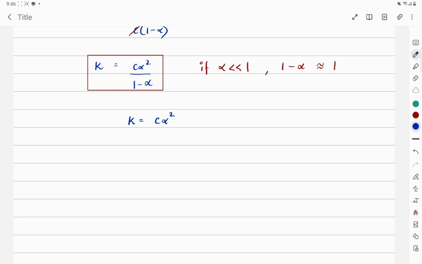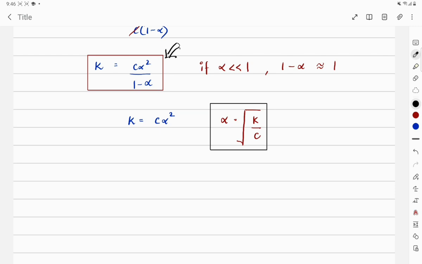Now the purpose of doing this is to find a simple equation for alpha. So what is alpha from this equation? Alpha square is K by C. So alpha will be root of K by C. So that is the equation for alpha. In order to get this equation, we have considered alpha very much less than 1. In those cases where alpha is very much less than 1, we can use this equation. In all other cases, we have to put it into the earlier equation and find alpha.